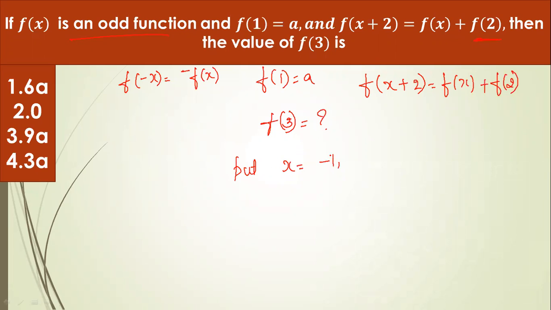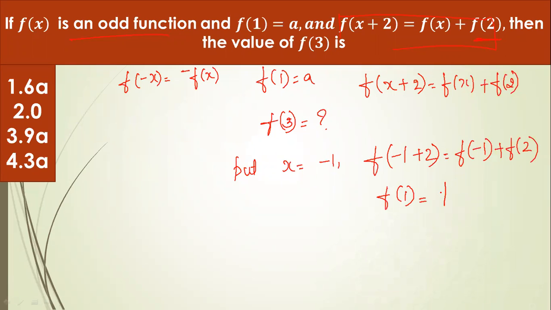So put x is equal to minus 1 in this equation. So what happens to this equation? It becomes f of minus 1 plus 2 is equal to f of minus 1 plus f of 2. What is minus 1 plus 2, students? It is 1. Correct? So f of 1 is equal to f of minus 1 plus f of 2. What is f of 1? f of 1 is a. Okay. Now I have f of minus 1.